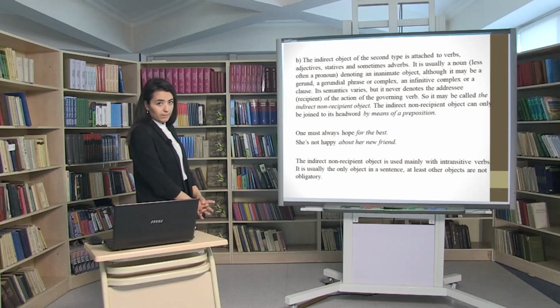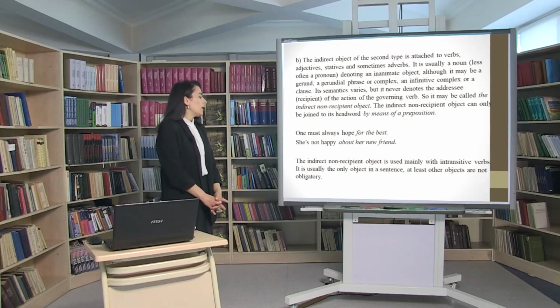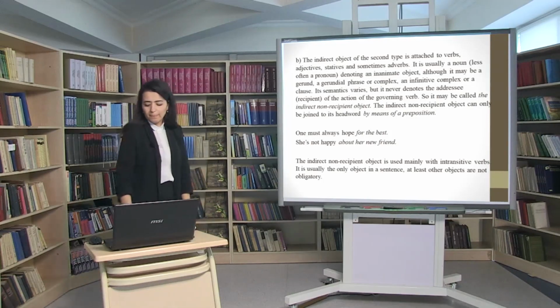The indirect non-recipient object is used mainly with intransitive verbs. It's usually the only object in a sentence. At least other objects are not obligatory.